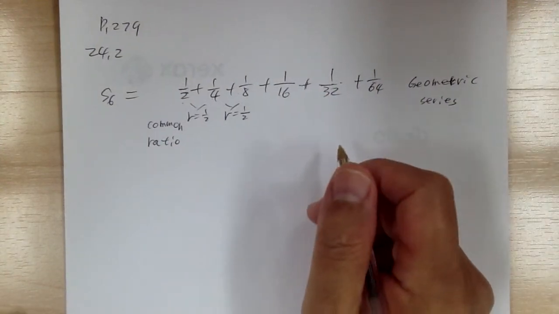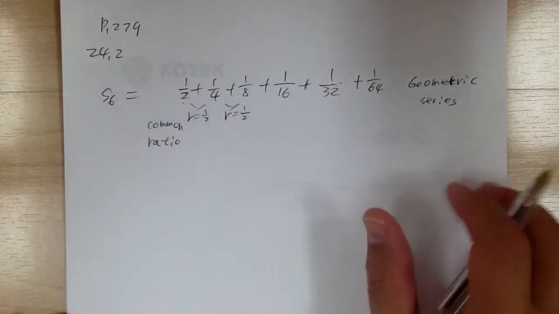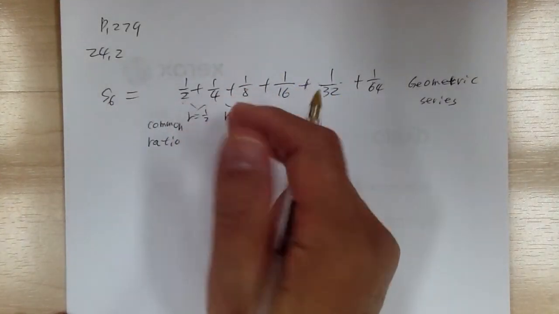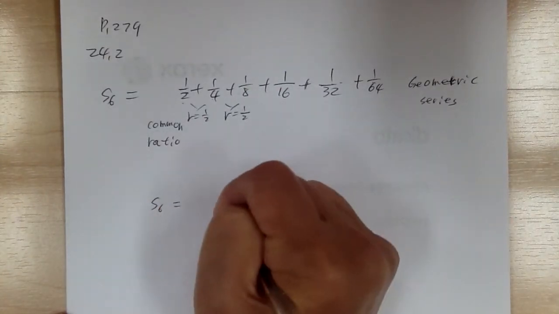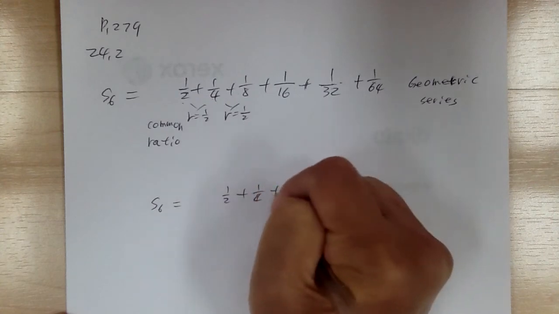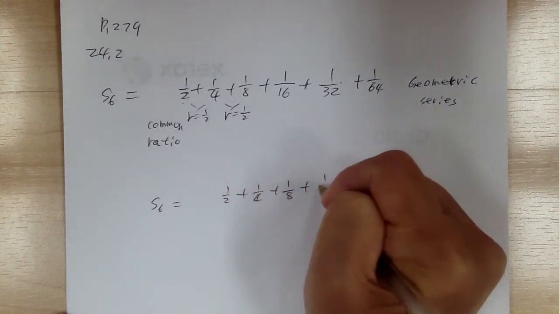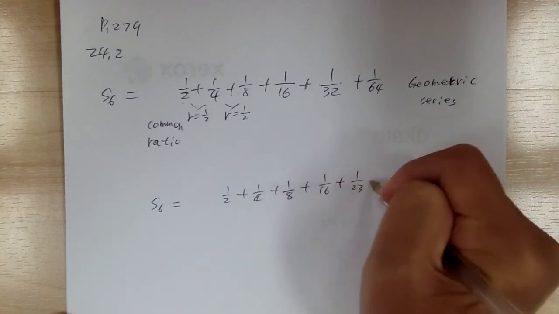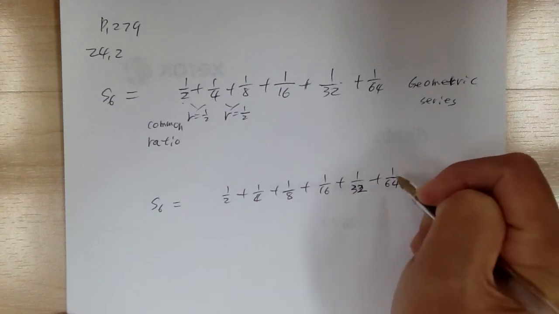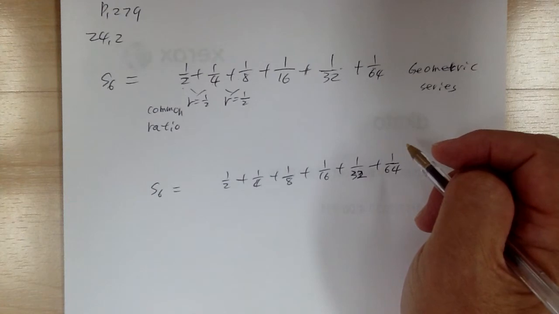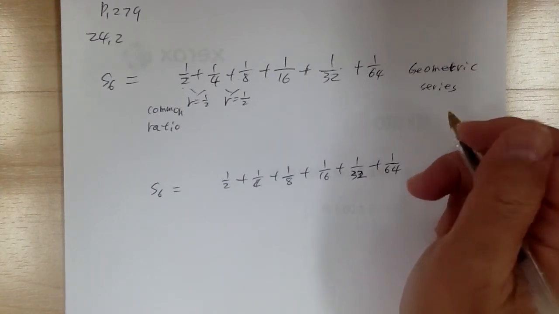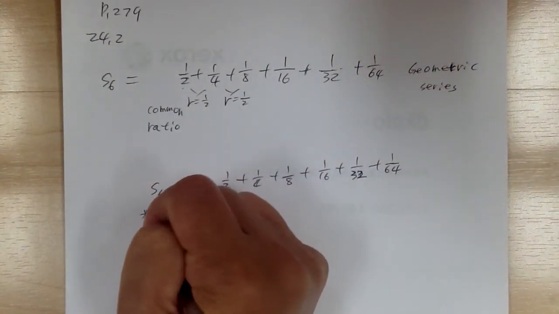So to add these, if the terms are simple you can just add, but if it's really long, you have to know the formula. Imagine you have an infinite number of terms, which we will cover later. So what you want to do with this one is multiply both sides by R. So multiply by R, which is 1/2.